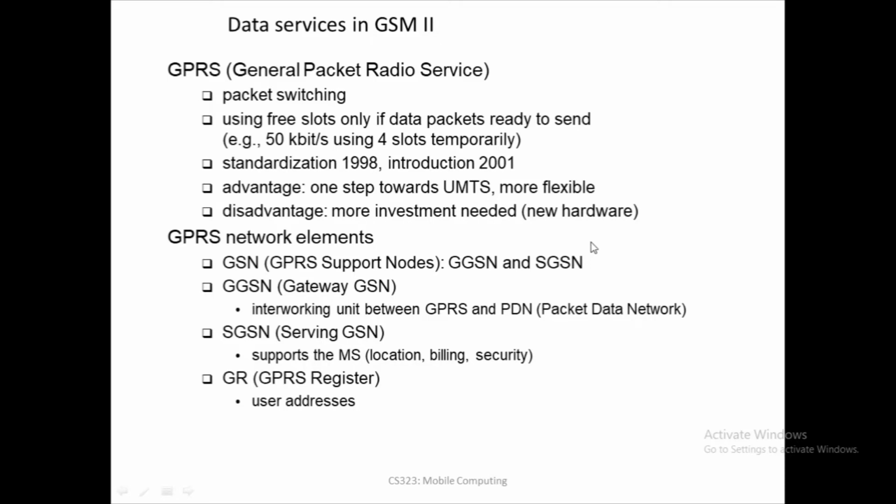So here HSCSD and GPRS do not only represent the software updates to allow for bundling of the channels, they also represent a big step. So this is the advantage, a big step toward the UMTS, the universal mobile telecommunication system, as the main infrastructure needed for the UMTS in its initial release is exactly what the GPRS uses. And the disadvantage is more investment needed, new hardware. So if you consider the GPRS, more infrastructure is required, new hardware is also required, so more investment is needed. This is the disadvantage of the GPRS, right?